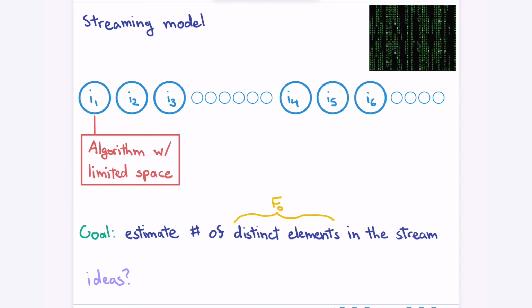All right, so we want to estimate the number of distinct elements in the stream. And before I take you in a particular direction, I thought I would solicit suggestions. Any ideas? The hard part, of course, is you can't write down the name of everything you've seen so far.